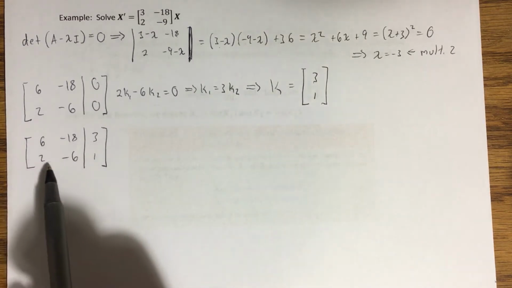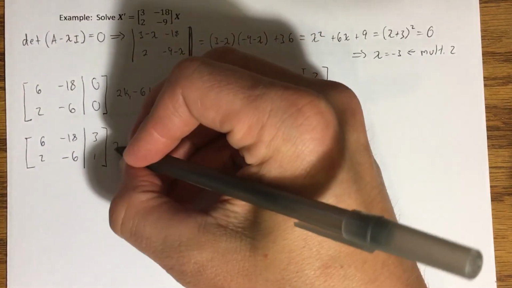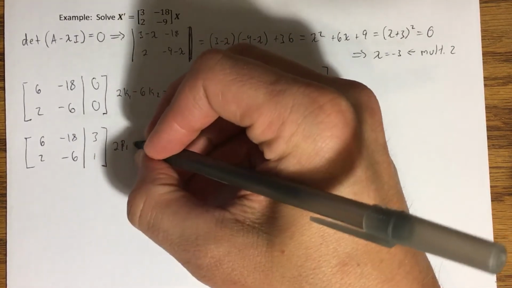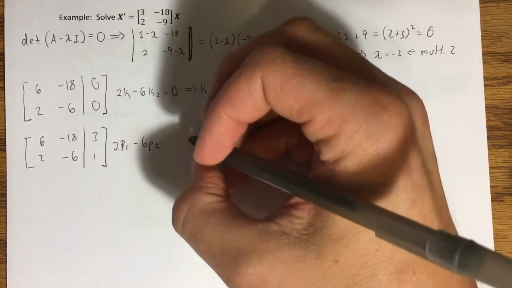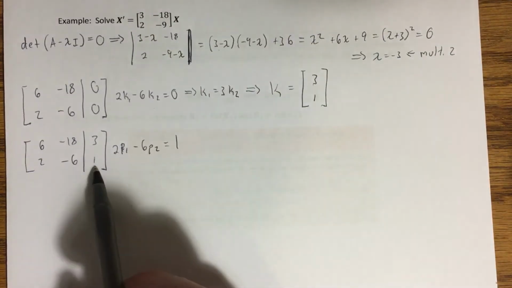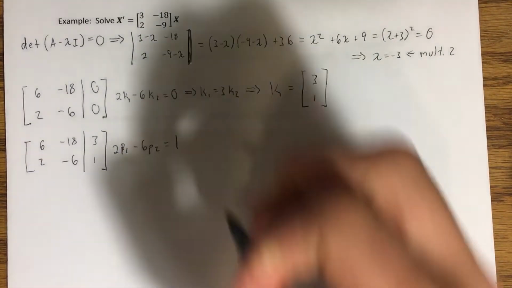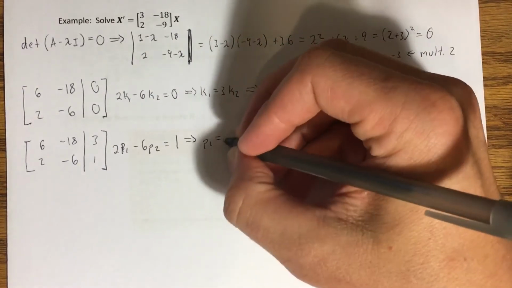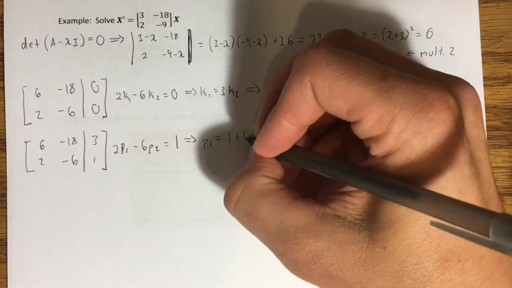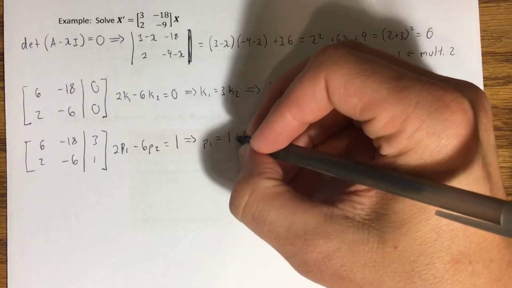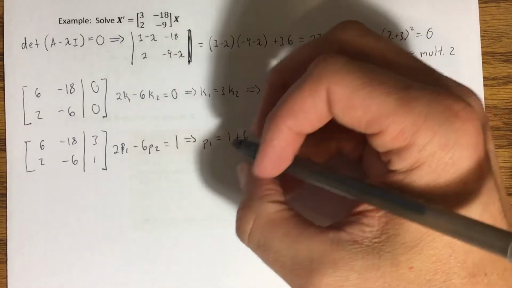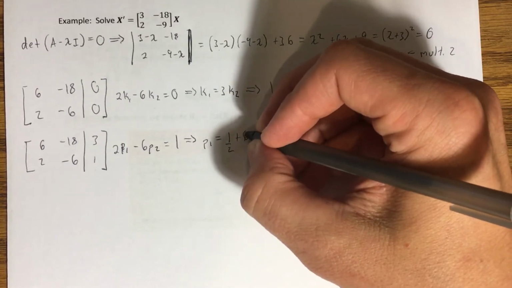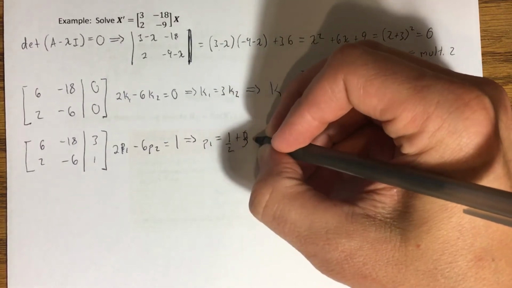Okay? And once again, these two equations are going to be equivalent to each other, so I can use either one. I'm going to use the bottom equation again, which looks like 2, let's call these p, p1 minus 6 p2 equals 1 now. So this time if I want to solve for p1, I have to divide by 2, so this is going to be 1/2 plus 6 halves, so that's 3 p2.